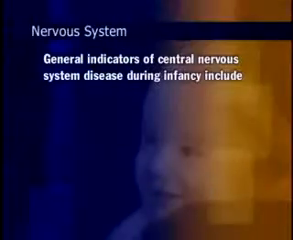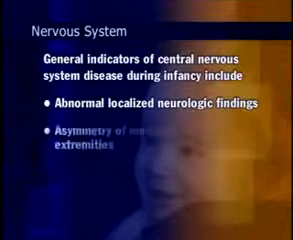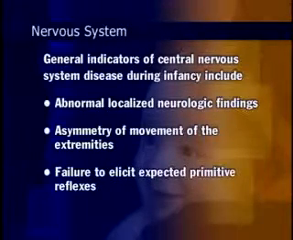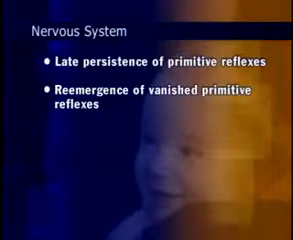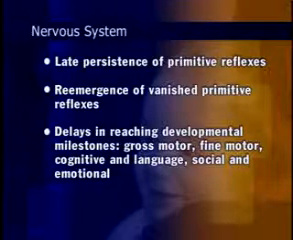General indicators of central nervous system disease during infancy include abnormal localized neurologic findings, asymmetry of movement of the extremities, failure to elicit expected primitive reflexes, late persistence of primitive reflexes, re-emergence of vanished primitive reflexes, and delays in reaching any of the following developmental milestones: gross motor, fine motor, cognitive and language, and social and emotional.